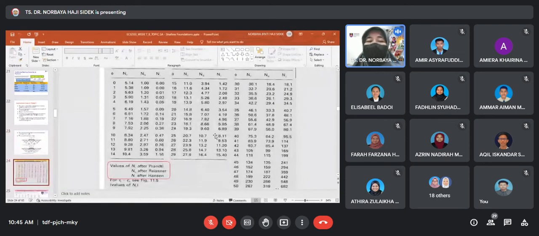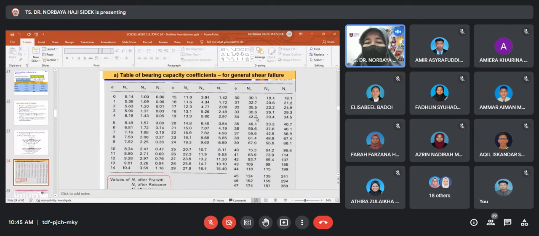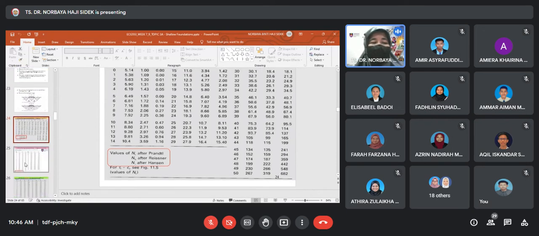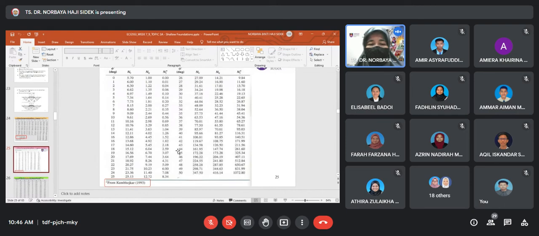Alhamdulillah. So this is the table. Okay, so what's the difference? They have two different tables. They have for this one, this table of bearing capacity coefficient for general shear failure using this value by these three researchers, okay, by Prandtl, Reissner, and also Hansen. But the most popular table, we are using this.